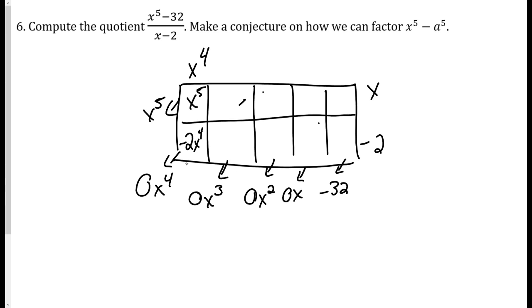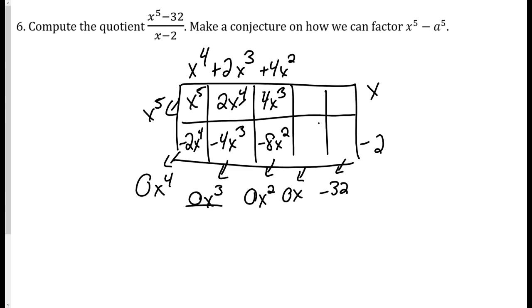I want 0x to the fourth, so I'm going to need 2x to the fourth there. So I get 2x cubed times x gives me 2x to the fourth. I'm going to multiply through. I get negative 4x cubed, so I need 4x cubed here to add to 0x cubed. Plus 4x squared times x gives me 4x cubed. Multiply through. Negative 8x squared plus what gives me 0x squared? Well, 8x squared should go there.